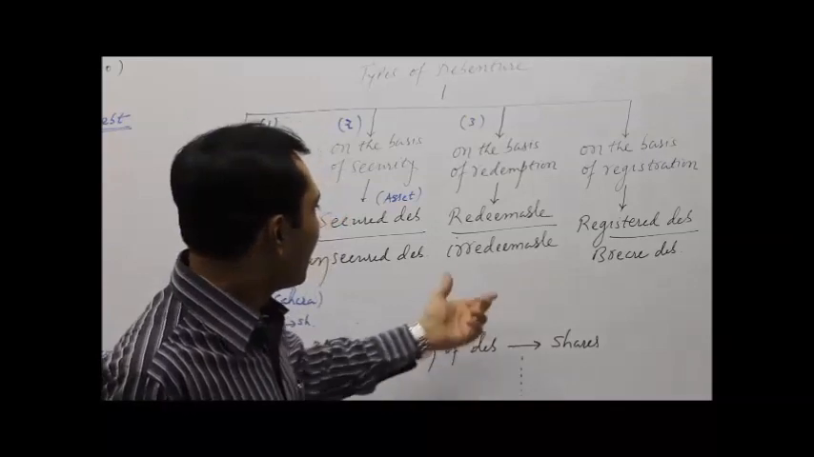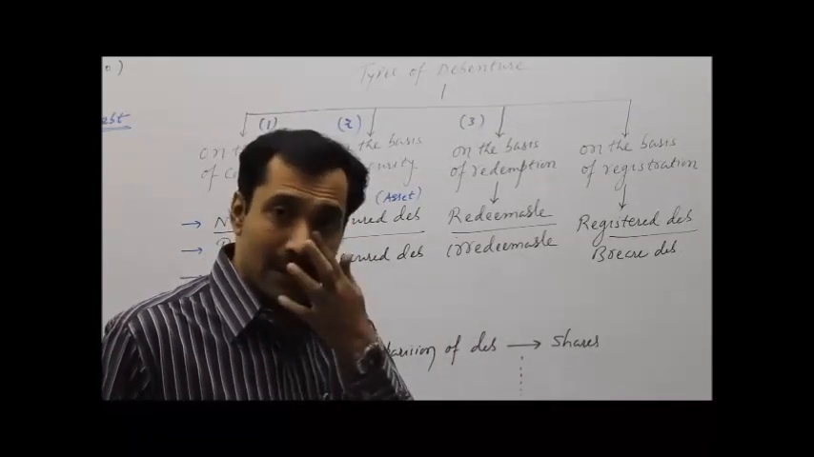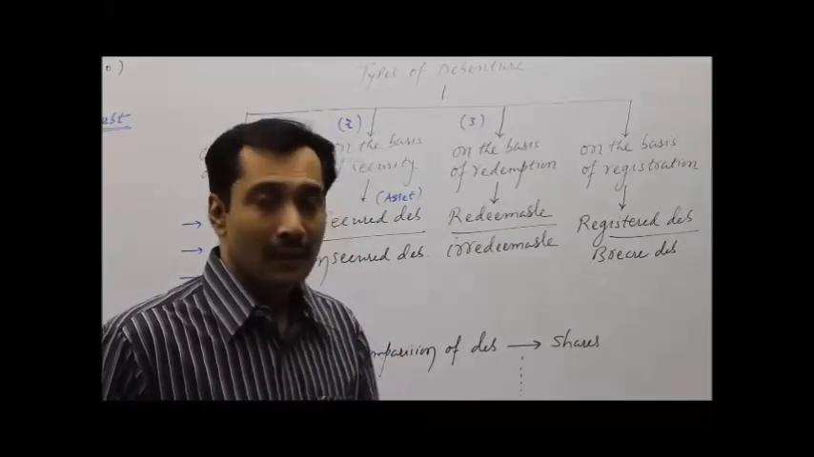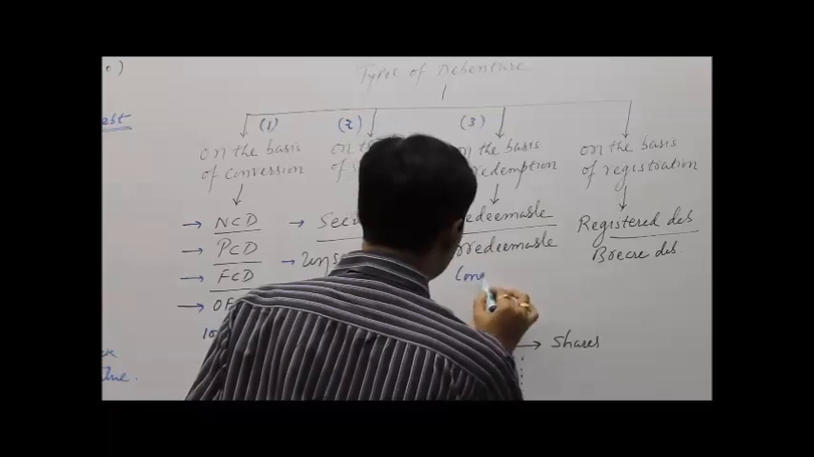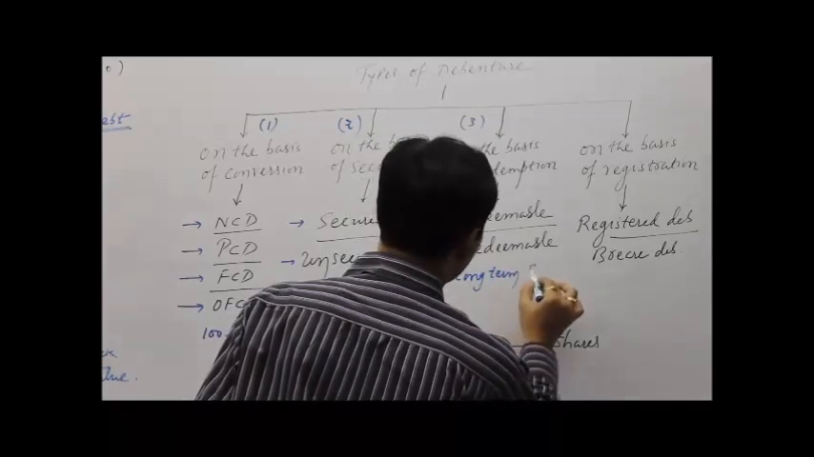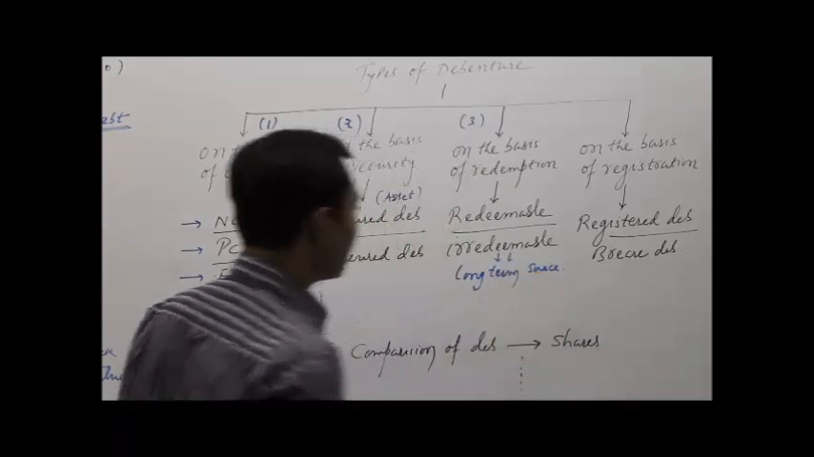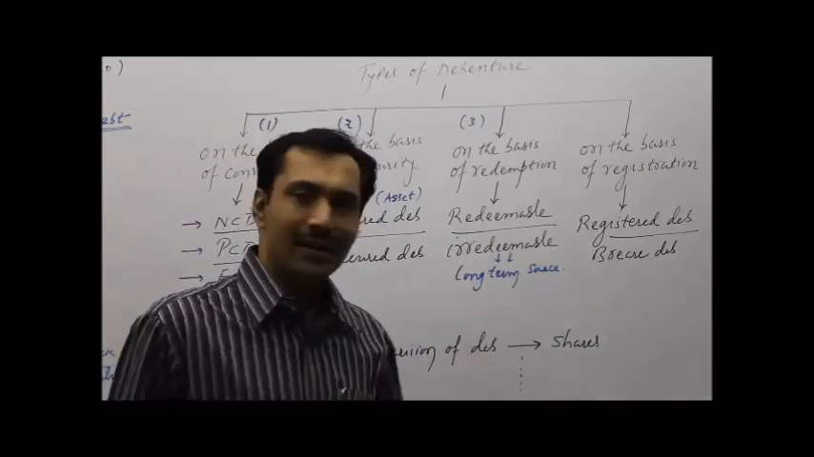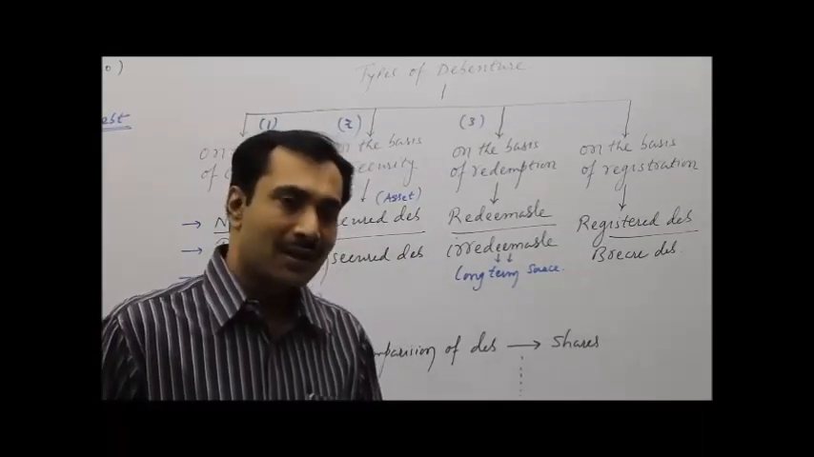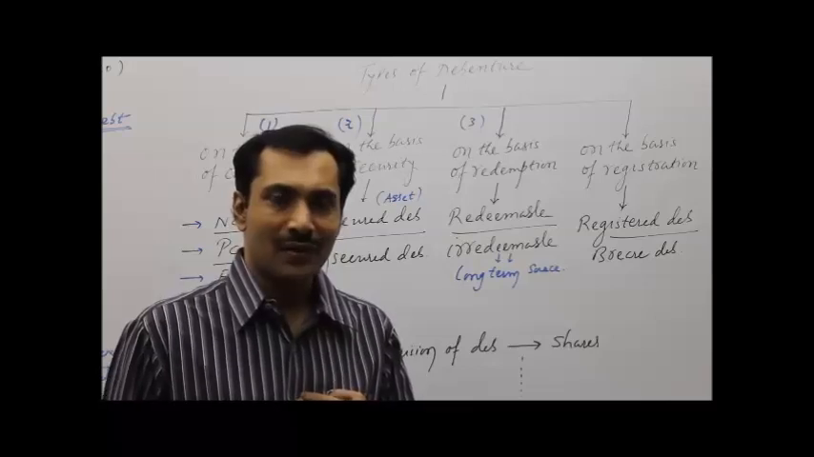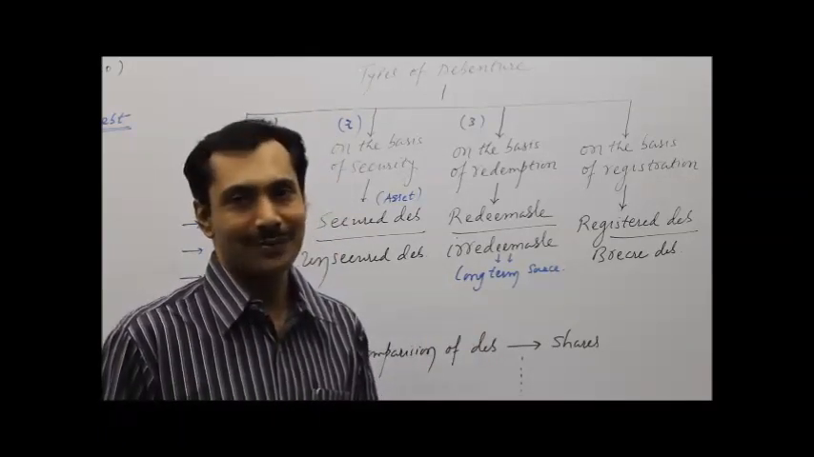And the irredeemable debenture is a very popular source in foreign markets, USA, UK. One more thing, the irredeemable debenture is a long-term source of finance, right? Because until the company goes into liquidation, you can enjoy this money. But as investors, fewer people are interested in an irredeemable debenture, right?